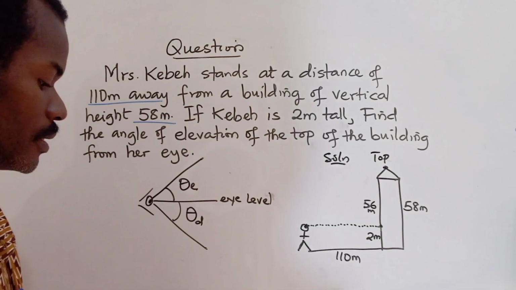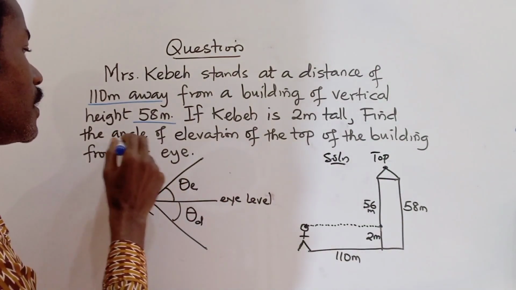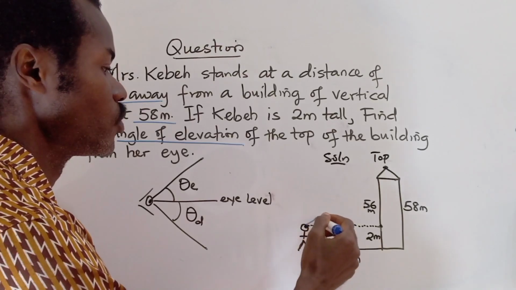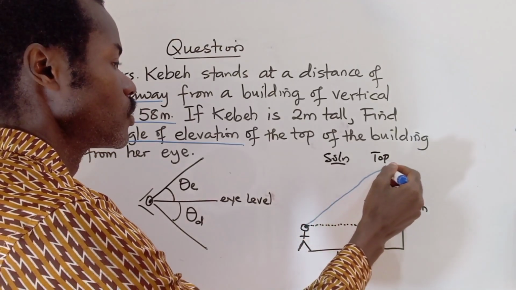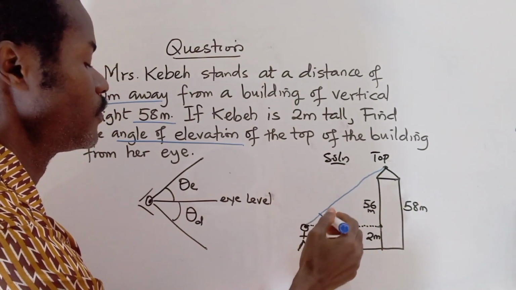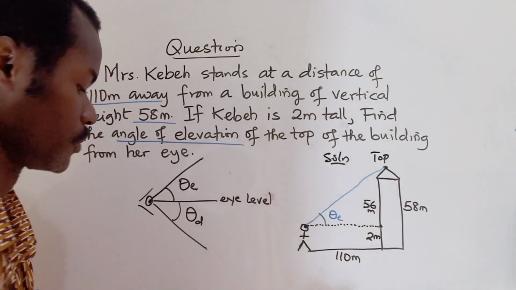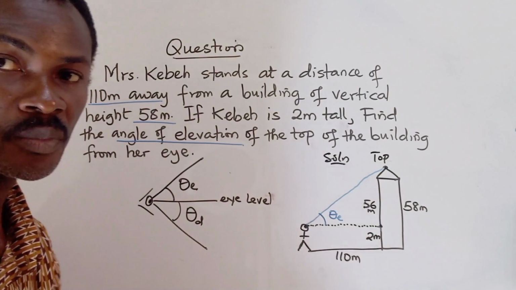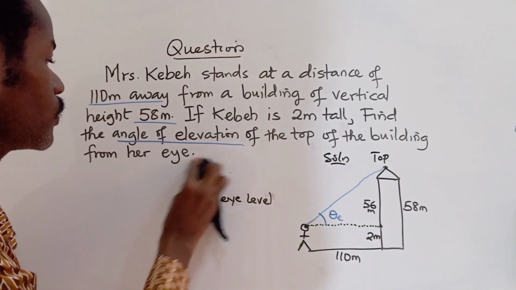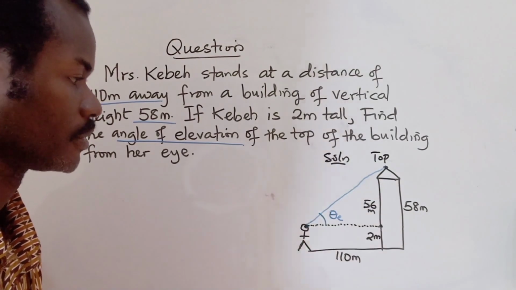So in this case, since the question is telling us to find the angle of elevation, it means our gaze is going upward to the top of the building. If this is our eye level, we have our angle of elevation as this. Now that we've been able to interpret the problem, we can solve for this angle.